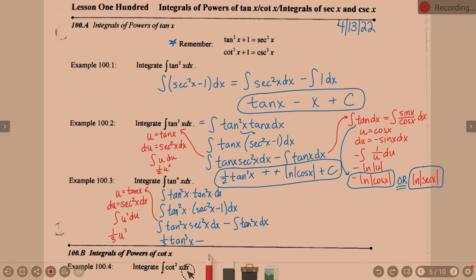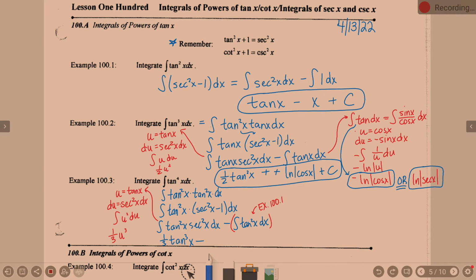Thoughts? We already did it. Can we cheat off of ourselves? Yeah, absolutely. The integral of tangent squared x dx, well, we did this in example 1. So by all means, cheat off of yourself. It's okay to cheat. That's the one person you can cheat off of, is yourself, okay? You're not going to get in trouble for that one.